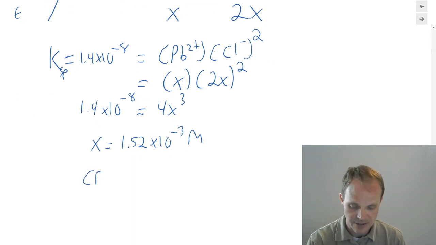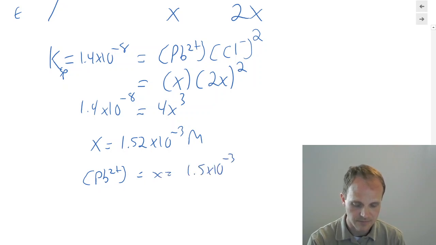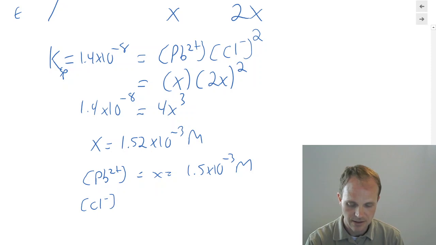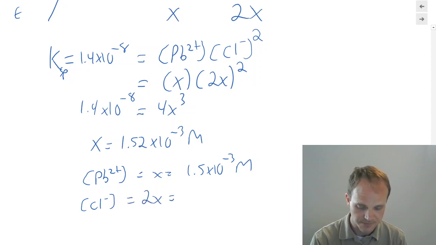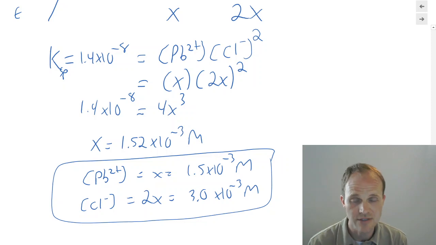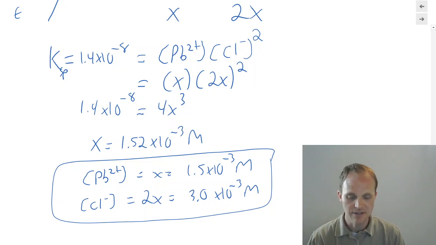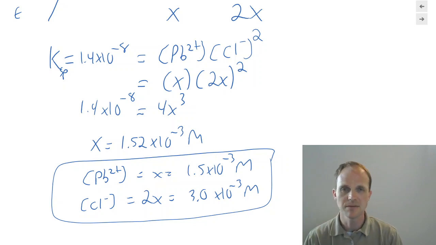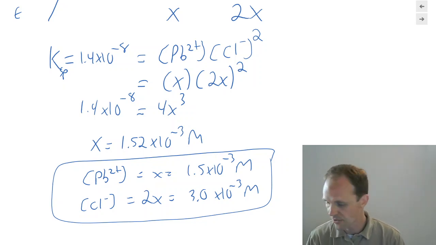Our concentration of lead is just x. And our concentration of bromide is 2x, which is 3.0 times 10 to the minus 3rd molar. So there's what we can get as the concentrations of our things. And again, x itself is the solubility. So if somebody said, what's the solubility of lead 2 bromide? I'd say it's 1.5 times 10 to the minus 3rd. If somebody said, what's the concentration of bromide in a solution with solid lead 2 bromide at equilibrium, very fancy sounding, I would say it's 3.0 times 10 to the minus 3rd molar.